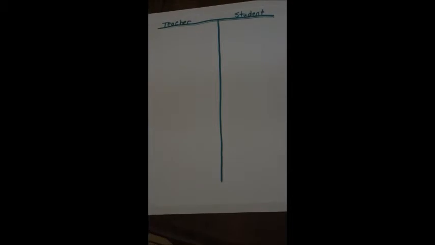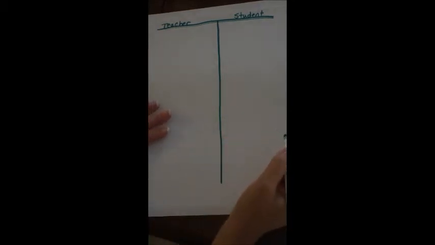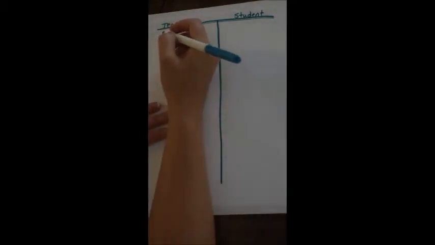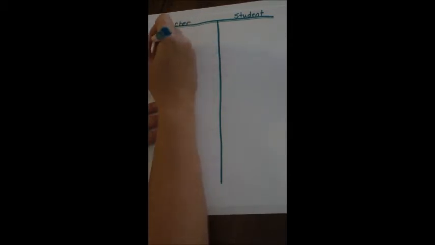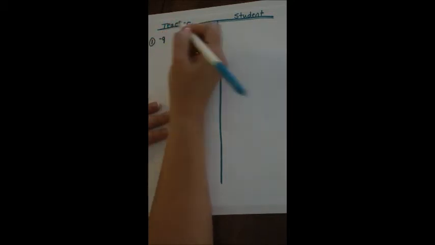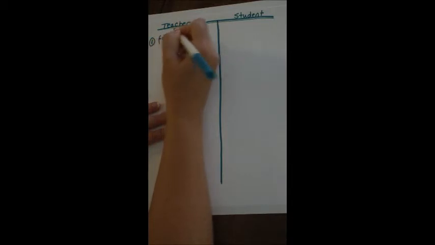Okay, so on the other side of your notebook, do your same 2-column notes with a teacher and a student side. I'm going to give you some examples over here on the teacher side of multiplying and dividing with positive and negative integers. Number 1. Let's say I have -9 times 8.